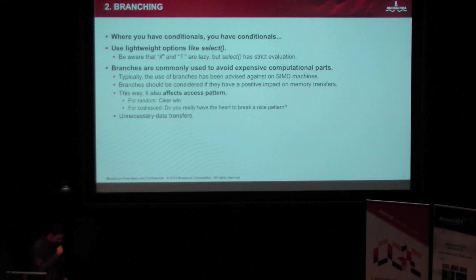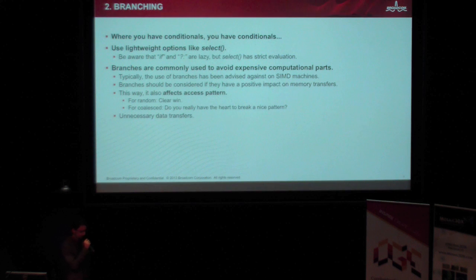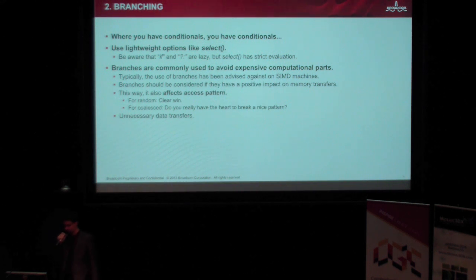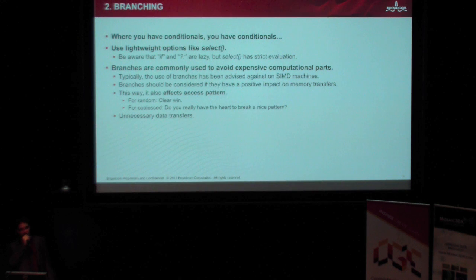The second one is branching. We already know a lot about branching. Some of you may have already heard the word predication and so on. This is not the reason why it's second. It's second because you are generally advised against branching, so you should try to avoid it as much as possible, or use lightweight alternatives like the ternary conditional and the select operation for conditional assignments.